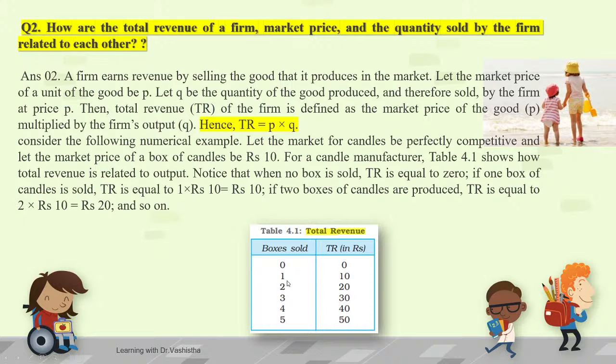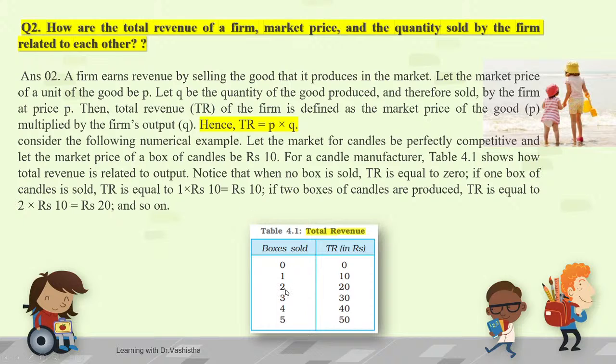Now what happens if one box of candle is sold? As we know, each box's price is rupees 10. So here quantity Q becomes 1 and P is 10. So 10 into 1 becomes 10. So when the first unit of box is sold at rupees 10, total revenue will be 10 also. This is how, here 1 is the unit, 10 is the price, so total revenue becomes 10.